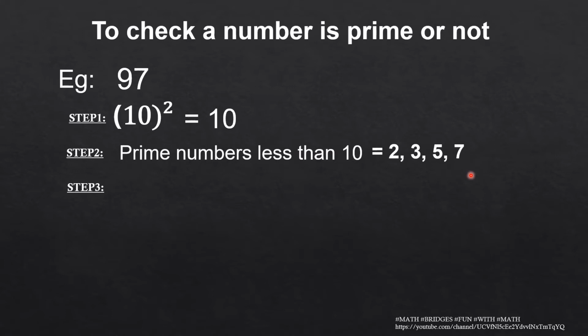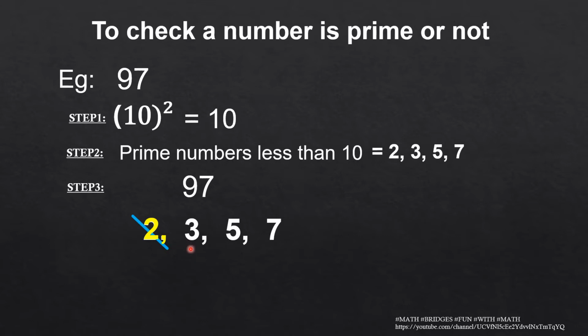And the next step, the final step, is 97. These prime numbers are 2, 3, 5, 7. We have to check whether 97 is divisible by these prime numbers or not. If it is divisible by any of these numbers, it is not a prime. If not, it is a prime number. First we will check with 2. The divisibility rule for 2 is that the ones place should be an even number, but here it's not an even number, so it's not divisible. 97 is not divisible by 2.